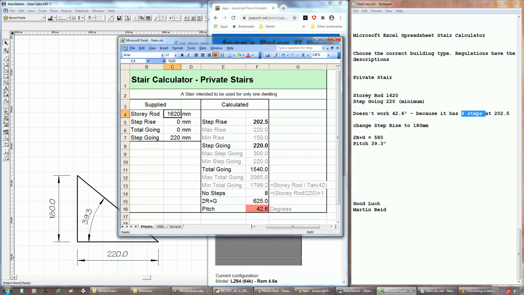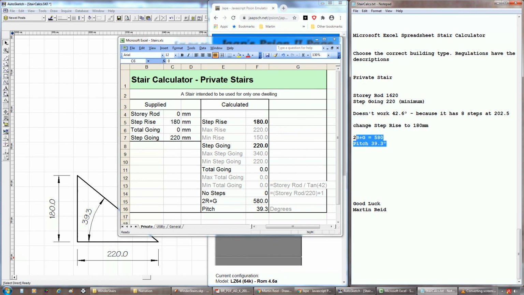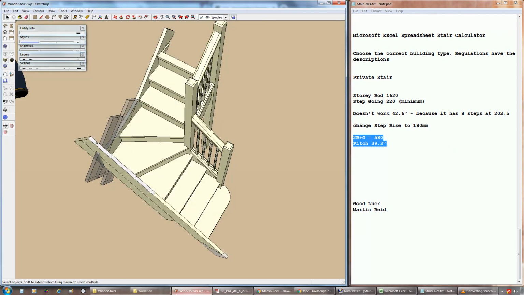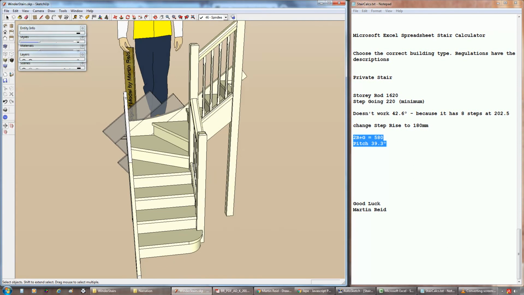So let's take out the story rod height of 1620 and let's give it a fixed step height of 180, which is twice 90, and that gives us our 580 and 39.3 degrees. Don't forget, you can include those with your portfolio stuff. That'll give the assessor something to look into.